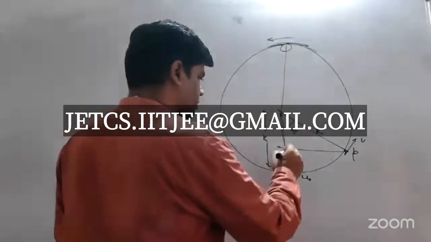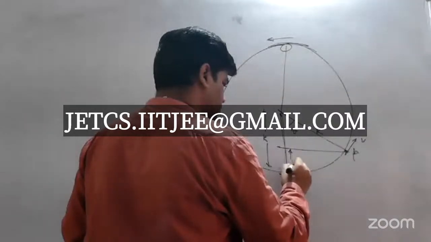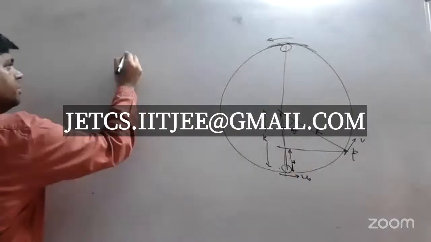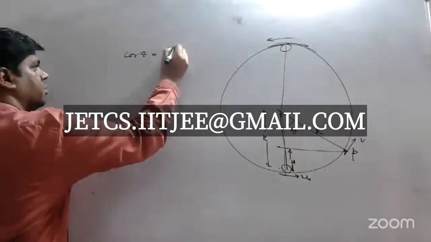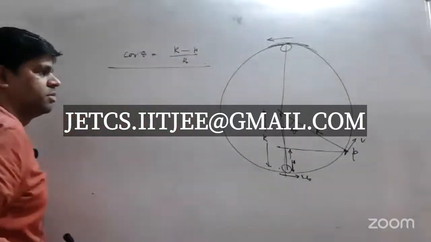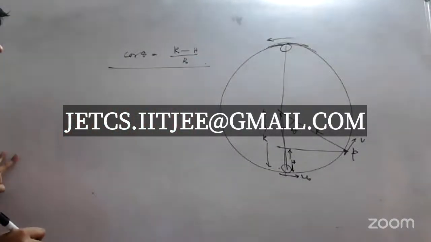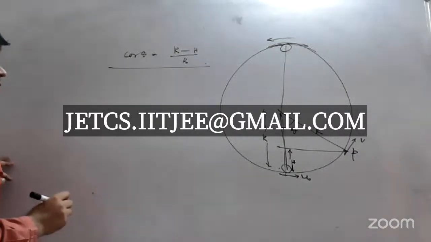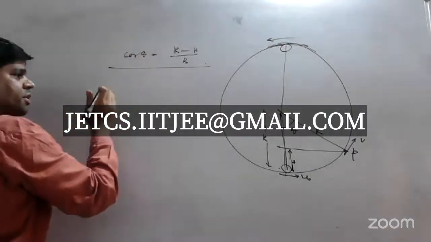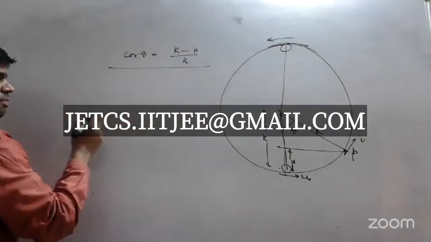If I say this is h, then (r minus h) by r is cos theta, right? Okay, that's fine. Let's keep this aside. We're going to use this in tension. When you find tension, we're going to use this. But now let's find the velocity v at this point P.